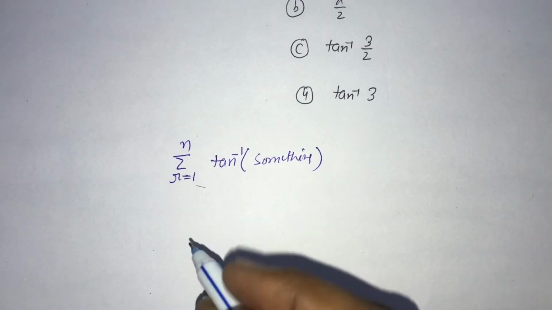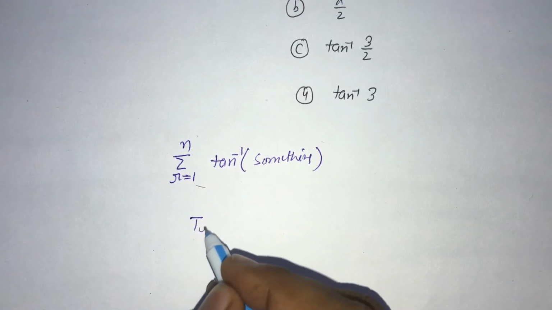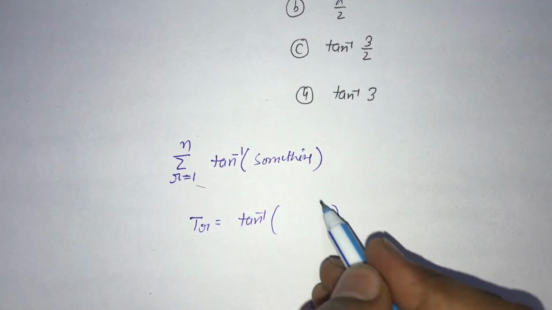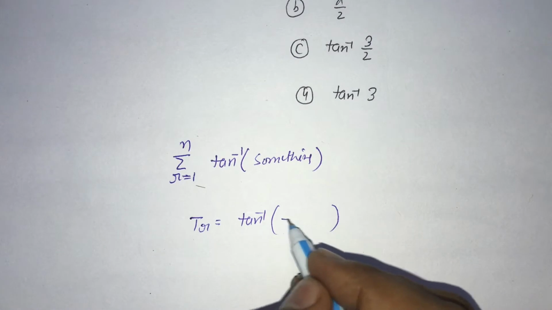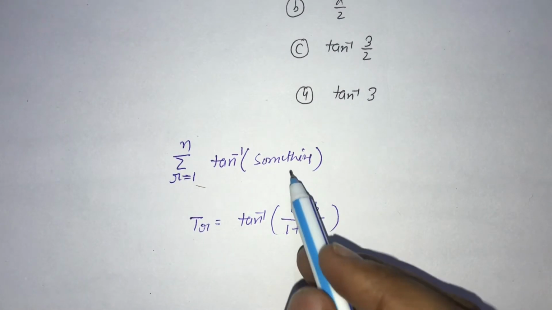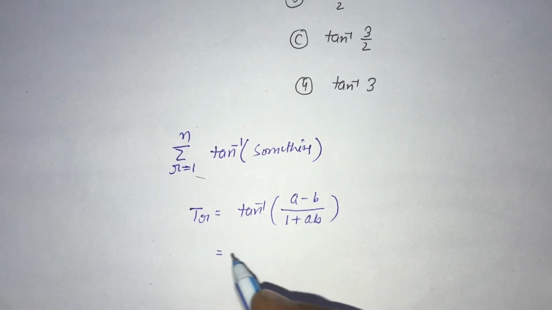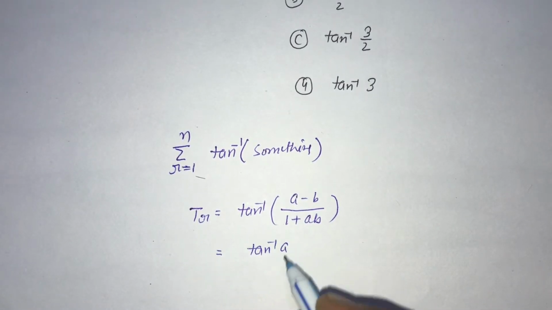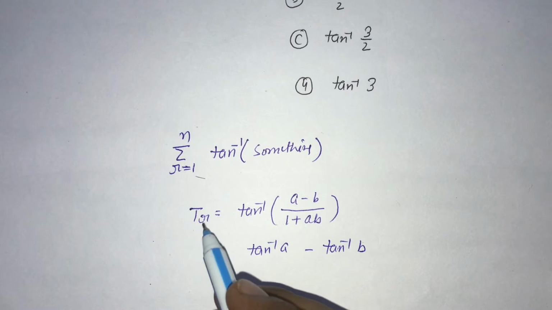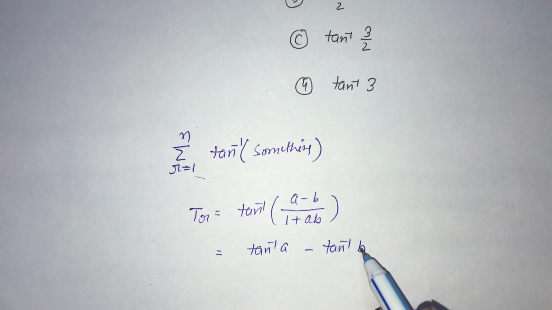So whenever this kind of expression is given, I know this is the rth term. So tr is tan inverse of something. Whatever is written here, you always try to write in this form: a minus b upon 1 plus ab. Why are we converting to this form? Because if I convert it in this form, then I can write this expression as tan inverse a minus tan inverse b.